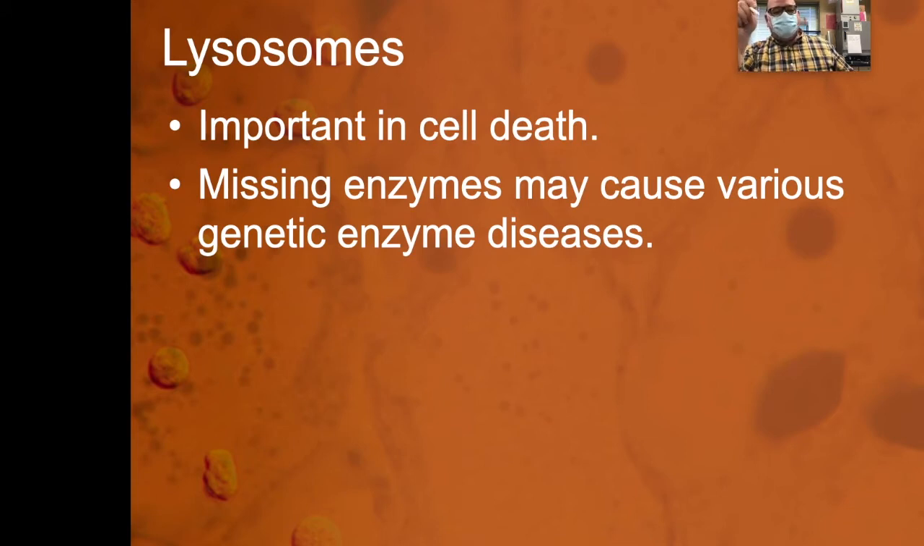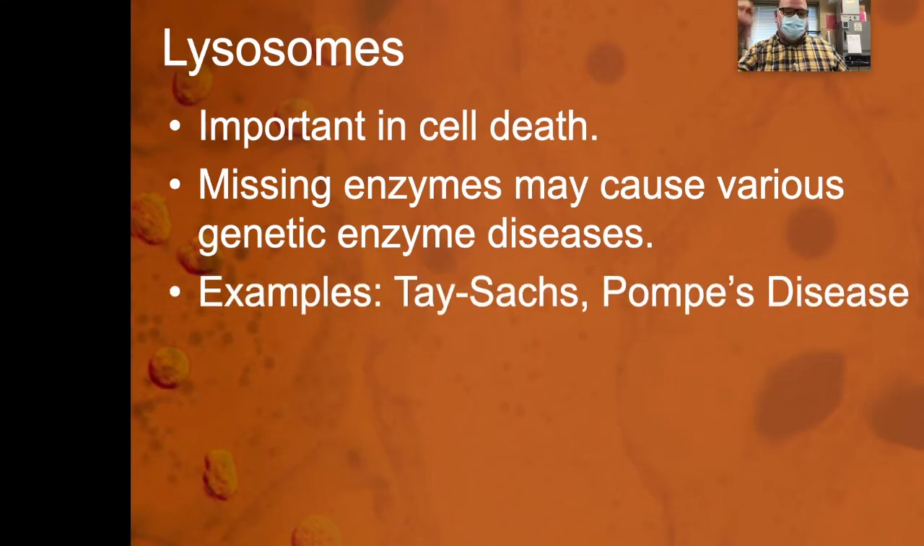If your cells are missing certain enzymes, that can be the cause of a lot of genetic enzyme diseases. There'll be things that people with these diseases can't break down, so these people can't digest certain types of foods. Here are some examples. People with Tay-Sachs usually don't live very long. I'm not familiar with this other one here, Pompe's disease.